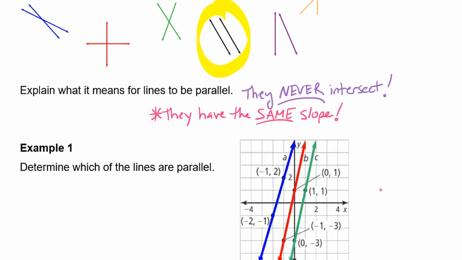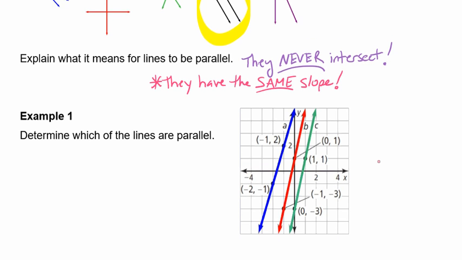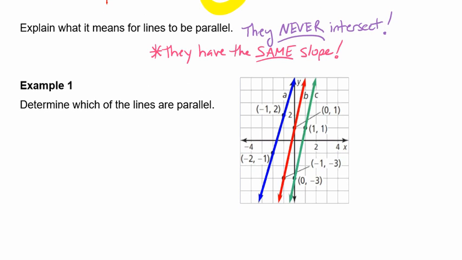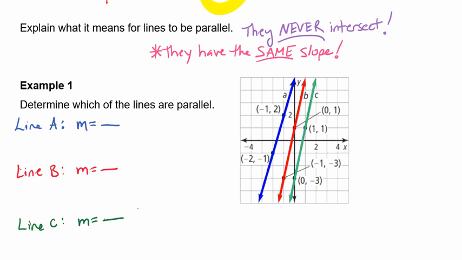So here we have a red line, a blue line, and a green line. And we're going to find the slope for each of these lines. So our blue line is line A, our red line is line B, and our green line is line C. It gave us the 2 points for each line, so we can calculate it if we want. But because it gave us a graph, we can also count it.